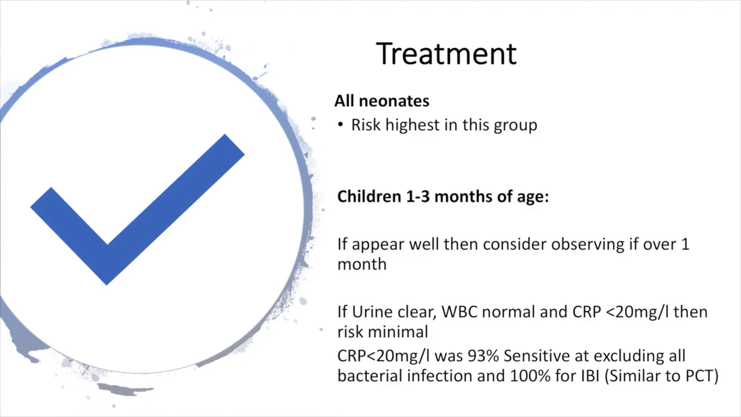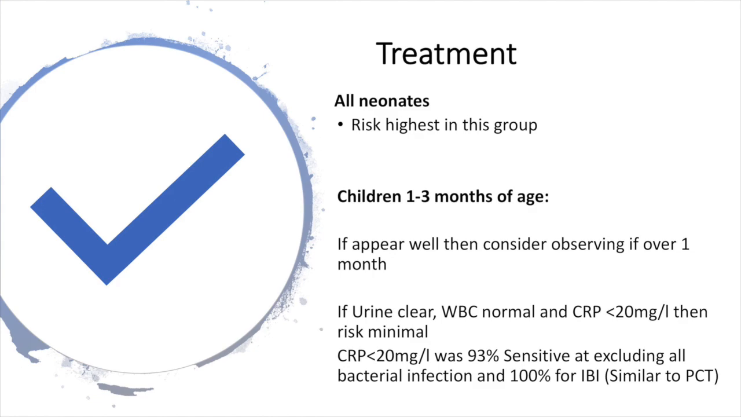Well, essentially all neonates, so all children under a month, are treated as particularly high risk, and this is because those children are less likely to have viral infection, they're more likely to have vertically transmitted infection, they're higher risk for serious infection, and they're very hard to assess.